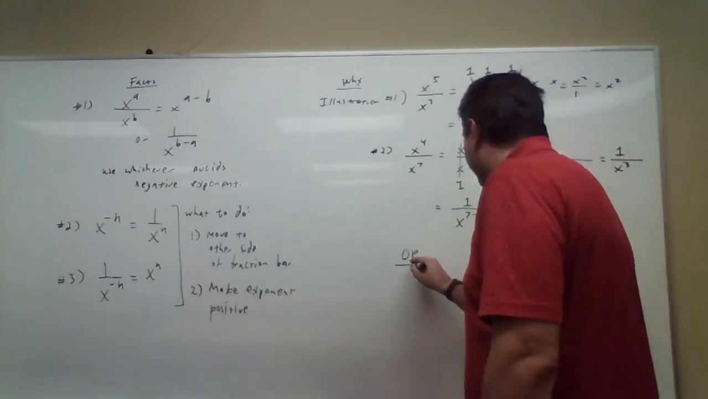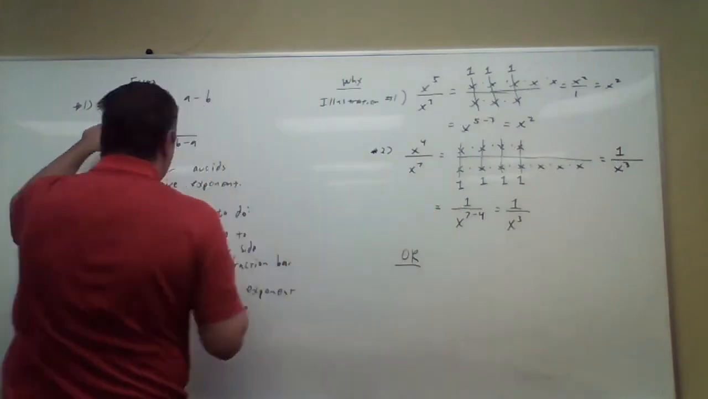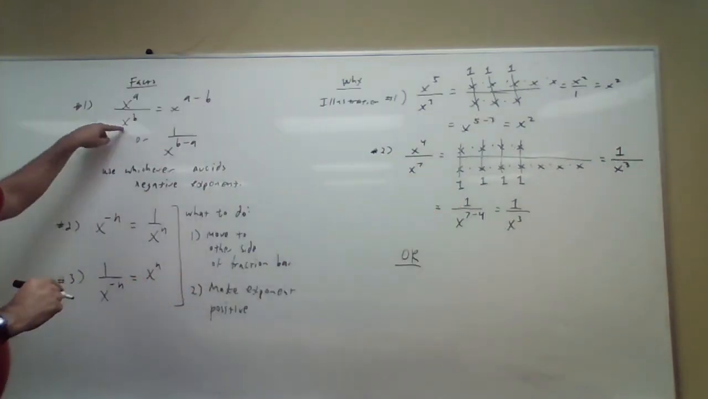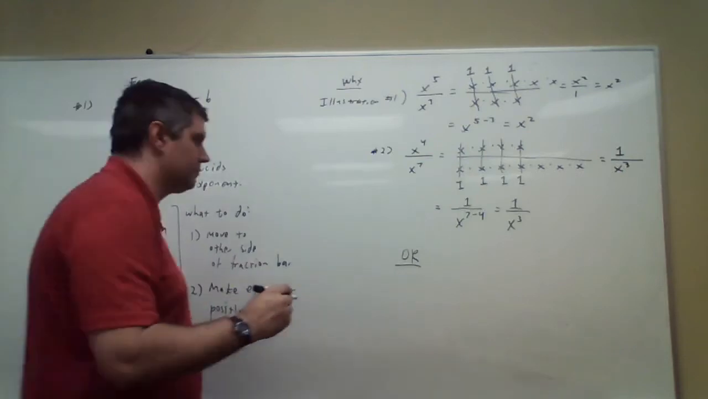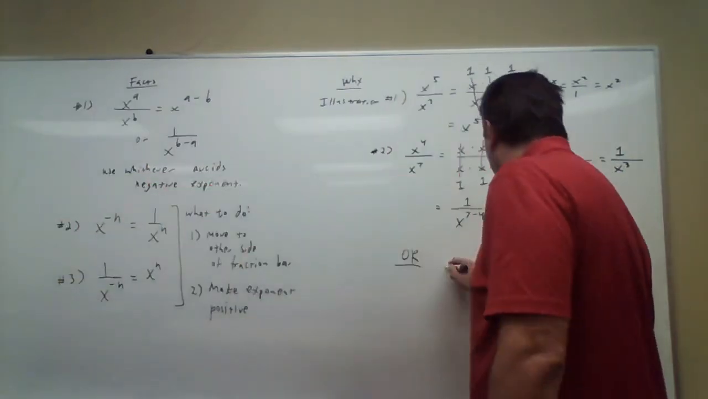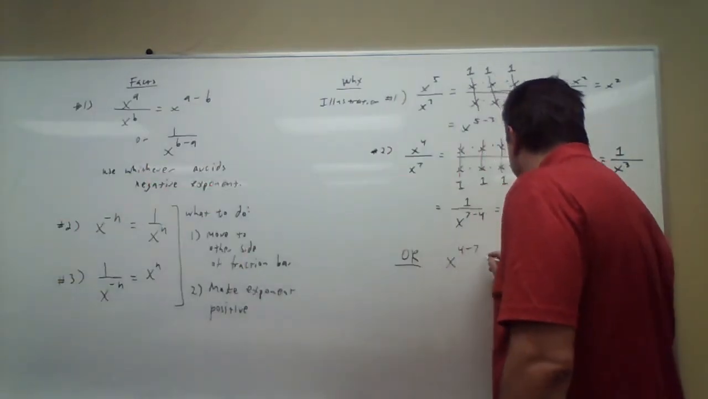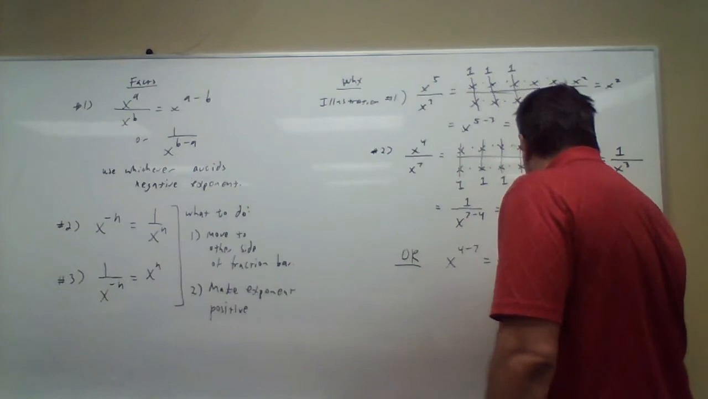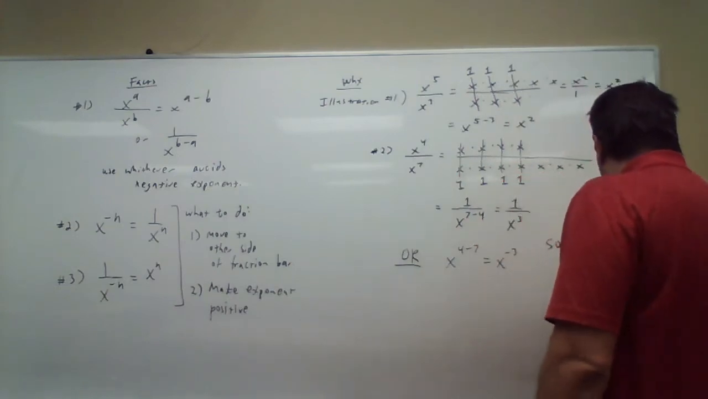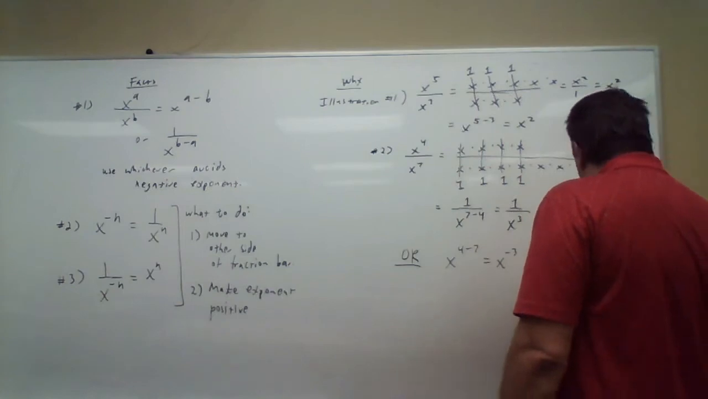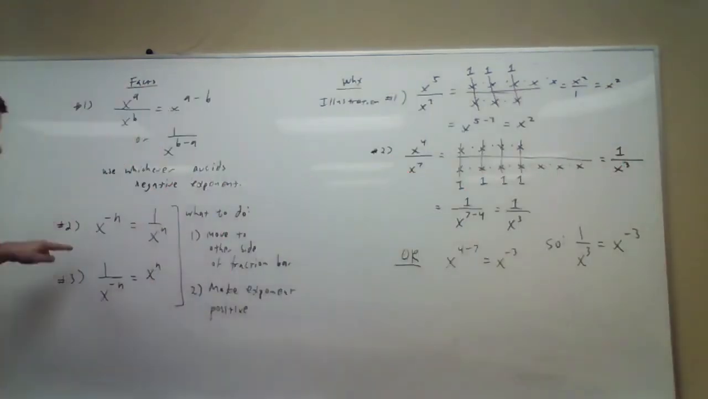Or, if I had used the other variation, I would have gotten x to the 4 minus 7, which gives me x to the negative third. So, 1 over x cubed is equivalent to x to the negative third. And now you see the reasons for this rule right there.